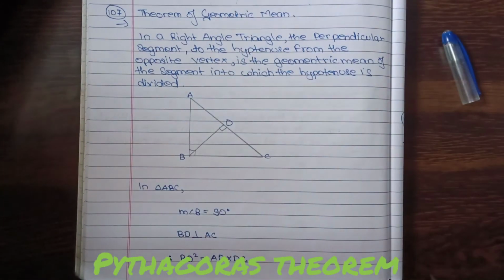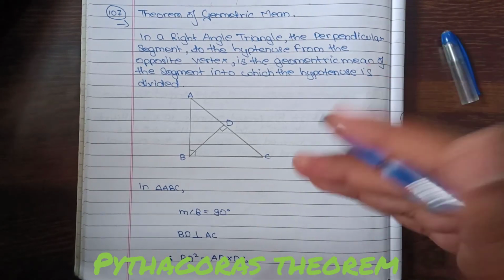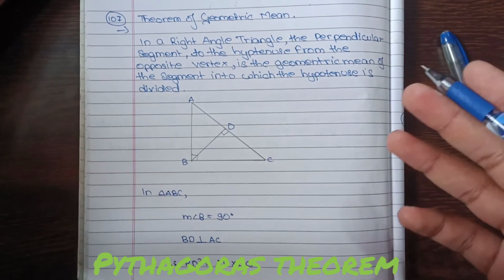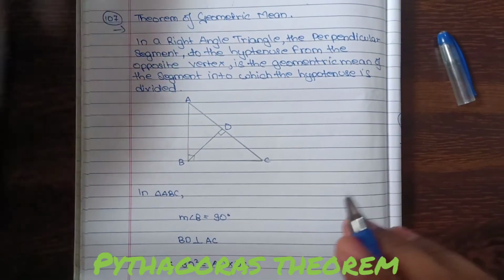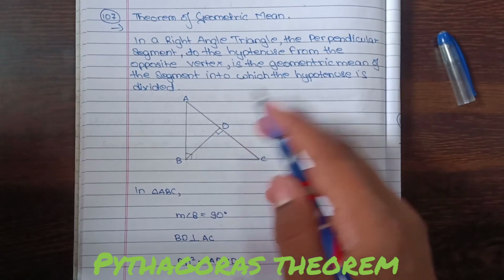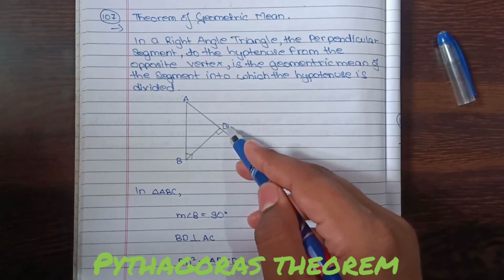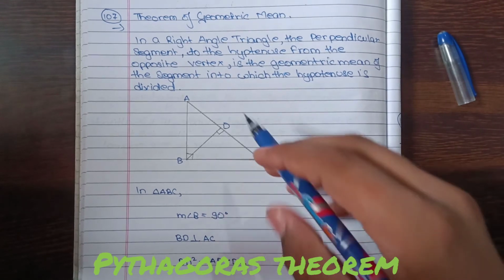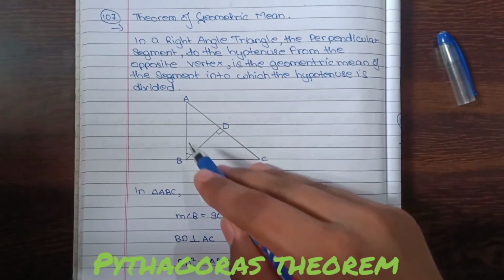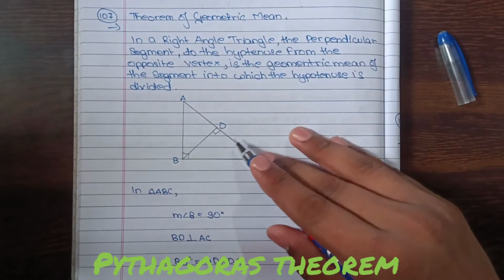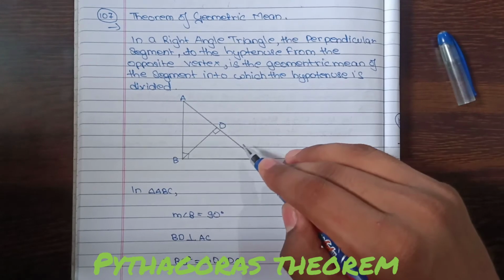Now let us learn the theorem of geometric mean. Basically the theorem of geometric mean is very easy and you will be able to learn this in a very easy manner. So the theorem of geometric mean says that in a right angle triangle, see, this is a right angle triangle, the perpendicular segment to the hypotenuse from the opposite vertex, this is the opposite vertex, is the geometric mean of the segments into which the hypotenuse is divided.